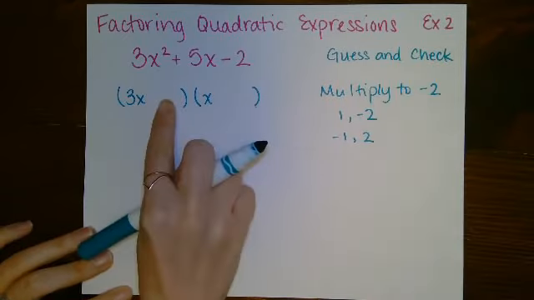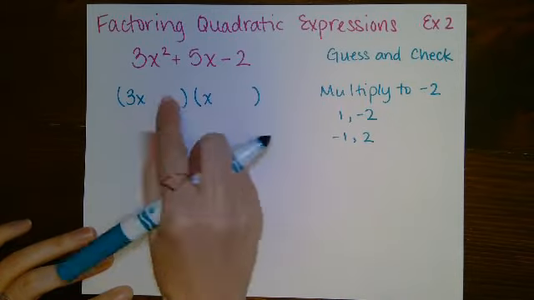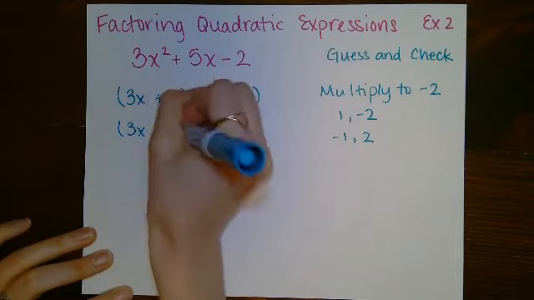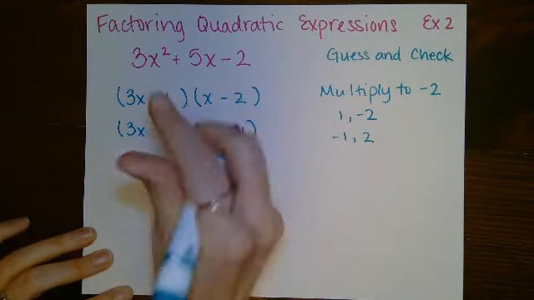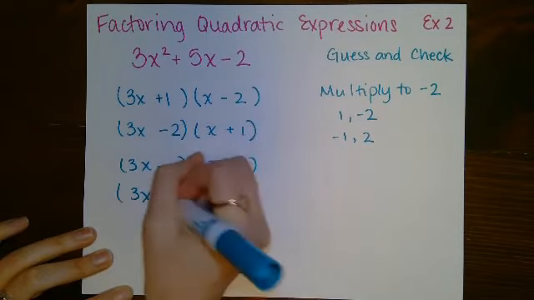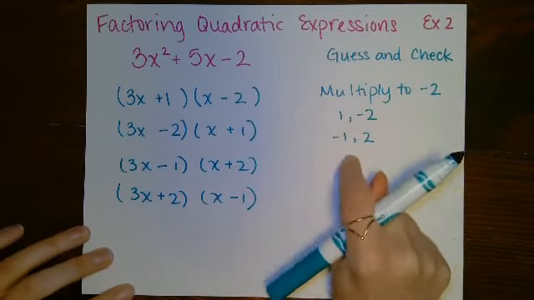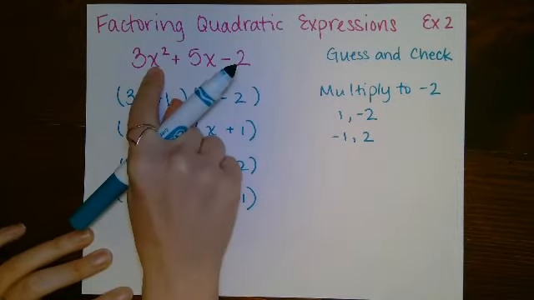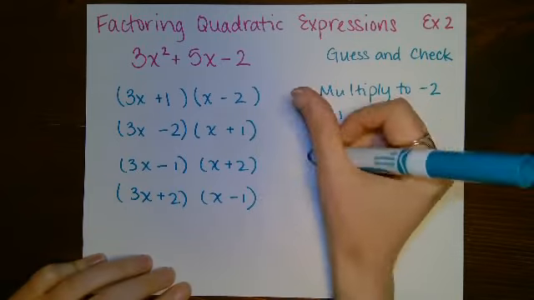Now there's going to be a difference whether we put the factors here and here or we reverse them. So for example, these are options. We could have 3x plus 1 and x minus 2. Or we could have 3x minus 2 and x plus 1. Similarly, we could have the opposite signs, 3x minus 1 and x plus 2, and 3x plus 2 and x minus 1. Since these are the only factor pairs that multiply to negative 2, and since 3x and x are the only factor pair that multiply to 3x squared, these four options are our only options for our guessing. So now all we need to do is check.